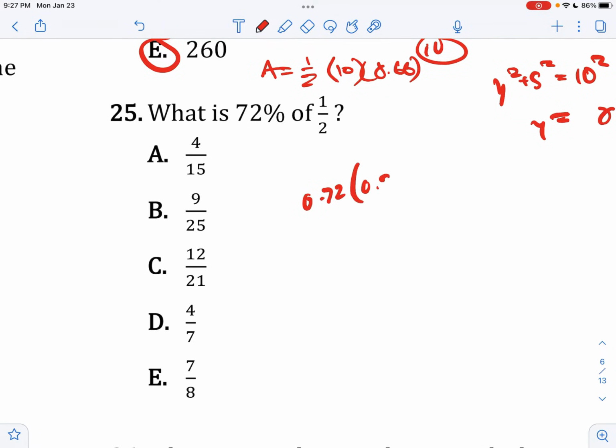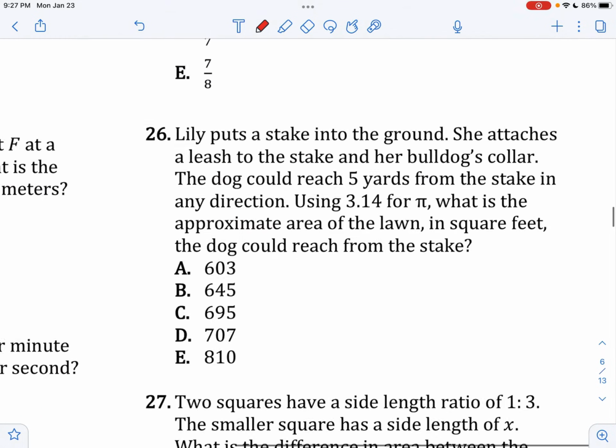0.72 times 0.5. Do that on your calculator. 0.5 is 0.36. You can just plug each of these into your calculator, see what equals. I think it should be 9 over 25. Correct.